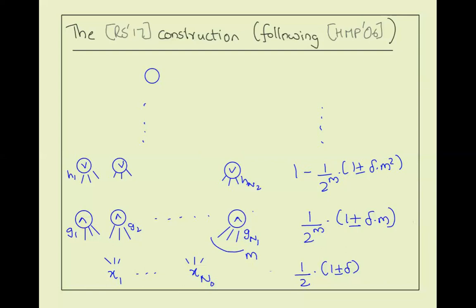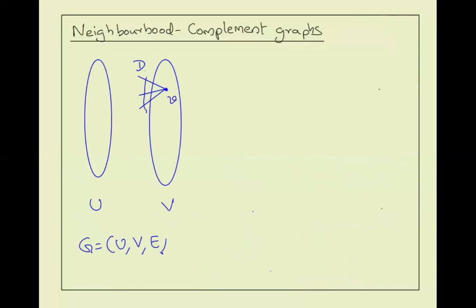Now, in order to do this construction deterministically, we essentially have to simulate this property of a random graph between two layers of the circuit deterministically. This leads us very naturally to the notion of a neighborhood complement graph. So what's a neighborhood complement graph? You can think of these as two adjacent layers of the circuit. Imagine that U is some layer of the circuit, and V is the next layer, say made up of AND gates.